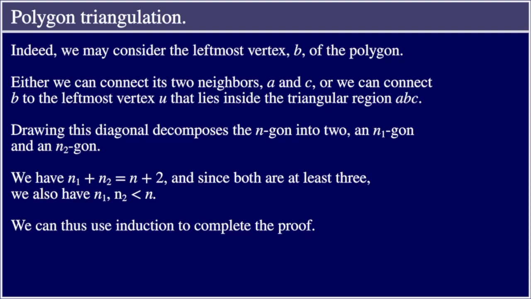Indeed, we may consider the leftmost vertex, B, of the polygon. Either we can connect its two neighbors, A and C, or we can connect B to the leftmost vertex U that lies inside the triangular region ABC. Drawing this diagonal decomposes the n-gon into two, an n1-gon and an n2-gon. We have n1 plus n2 equal n plus 2. And since both are at least 3, we also have n1, n2 less than n. We can thus use induction to complete the proof.